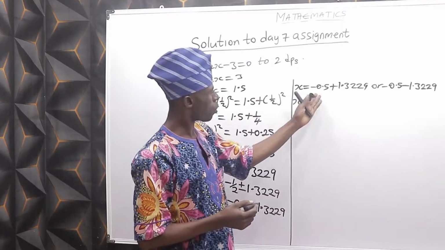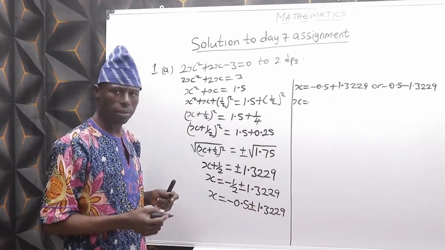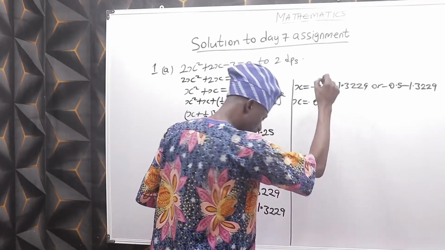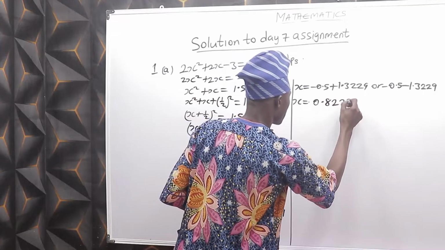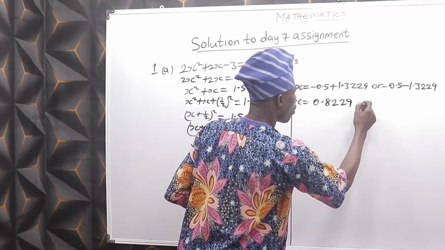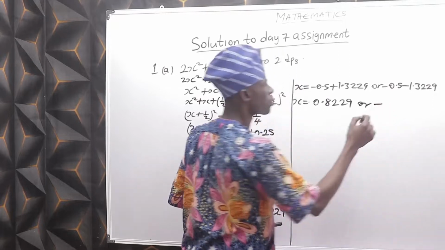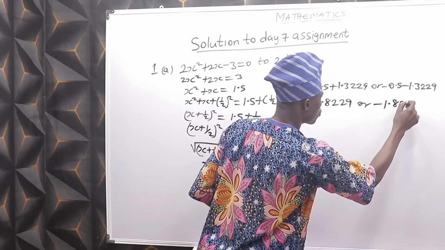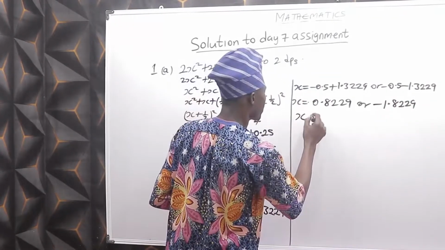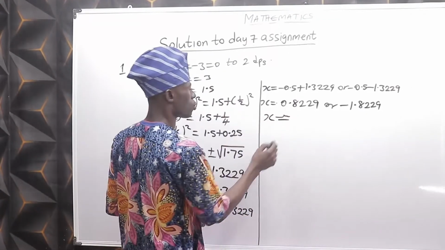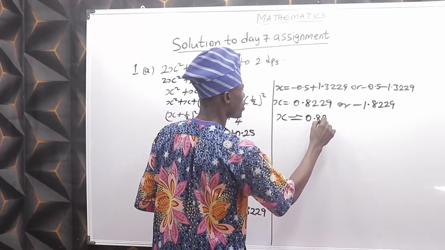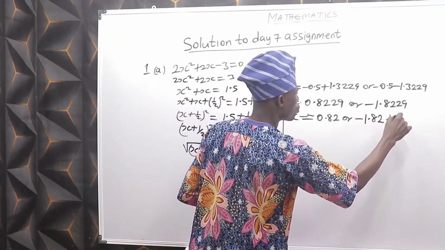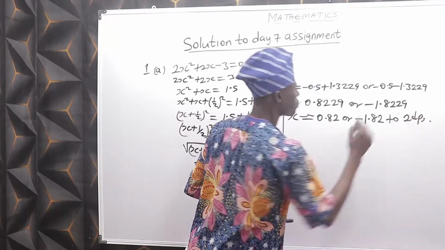So that is x equals minus 0.5 plus 1.3229. You subtract this from this. x is equal to 0.8229 or minus 1.8229. x now will be approximately equal to 0.82 or minus 1.82 to 2 decimal places.